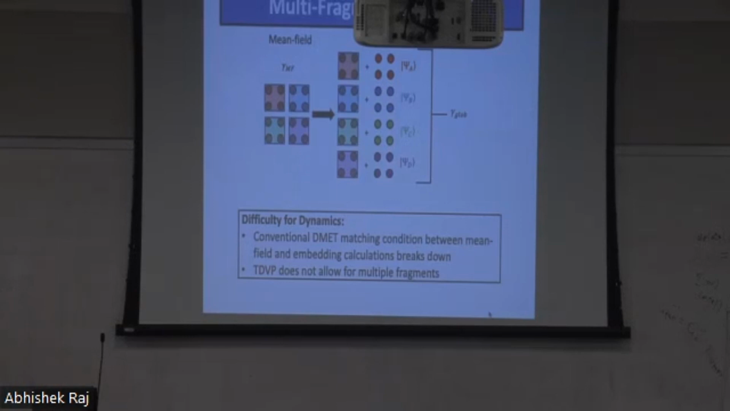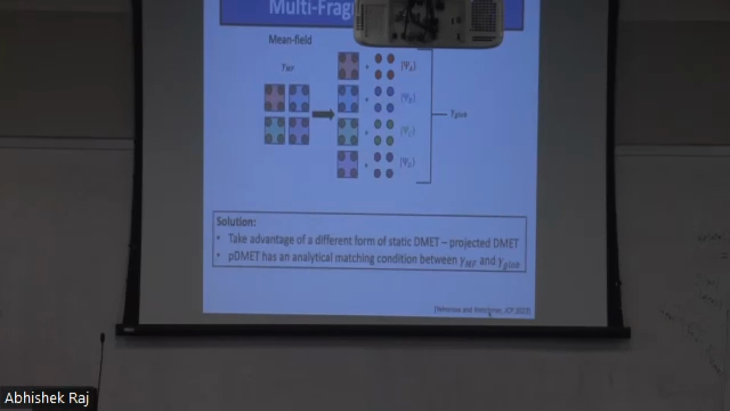On top of that, I also can't use the time-dependent variational principle in the context of multiple fragments because I don't actually have a single wave function anymore. I just have this single density matrix. So we had to come up with something new. What we did is we took advantage of a different form of DMET known as projected DMET, which actually has an analytical matching condition. So the relationship between this global density matrix and this mean field density matrix is done analytically.